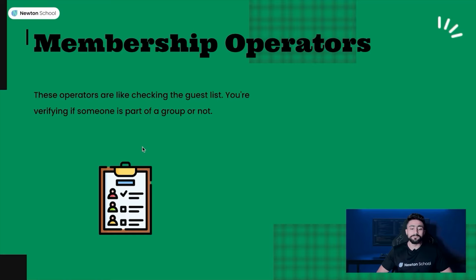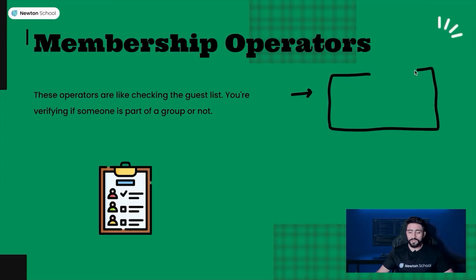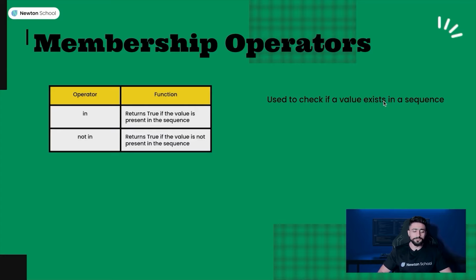Now let's see the membership operators. These operators are like checking the guest list. You are verifying if someone is part of the group or not. You are basically checking its membership. For example, let's say you are in a club. If you are a member of that club, yes, you will be. If you have not joined that membership, you are not a member of it. So let's see how it works.